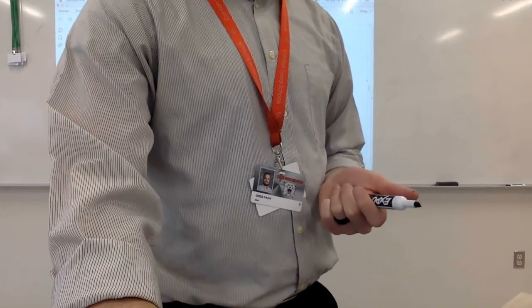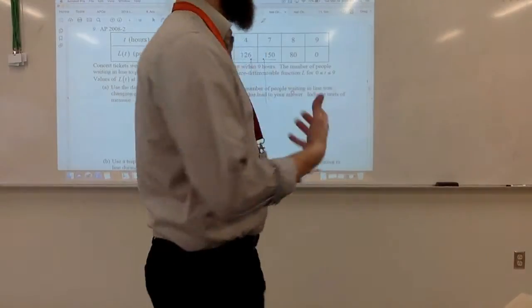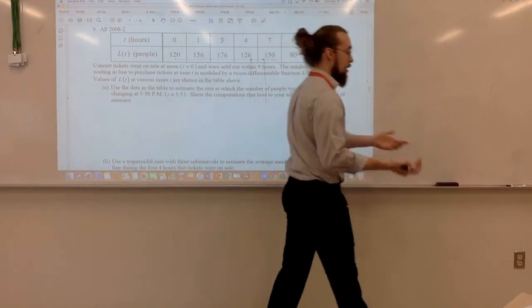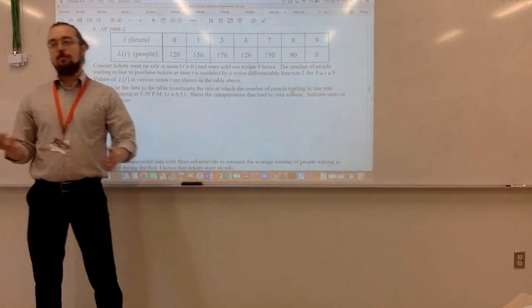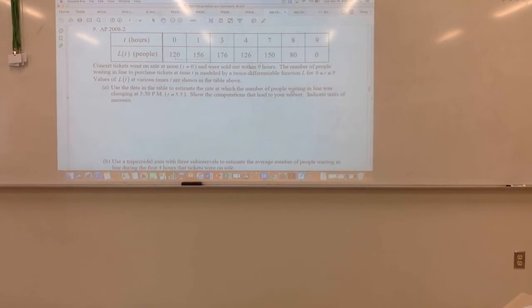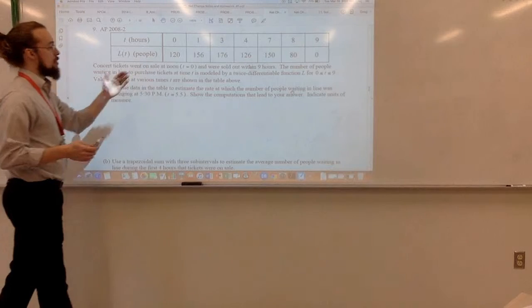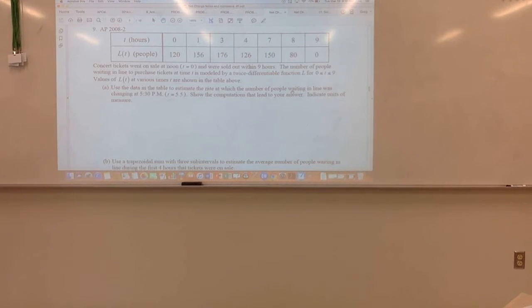It is a complicated idea, something that is weird to think about, probably not going to be your first thought. But that's the idea. Then number 9, similar situation to some of these problems, except we're given a table now instead of a graph or an equation. So part A says use the data in the table to estimate the rate at which the number of people waiting in line was changing at 5:30.